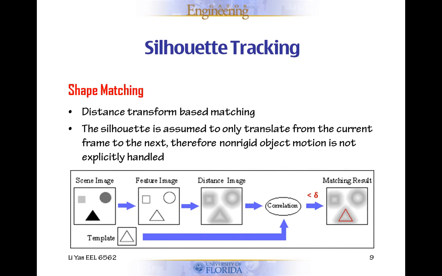In the scene image, we have several objects, and after the feature image and the silhouette extraction, the silhouettes of the objects will be extracted and compared with the predefined template. The object with the smallest error to the template will be viewed as the object defined by the template.